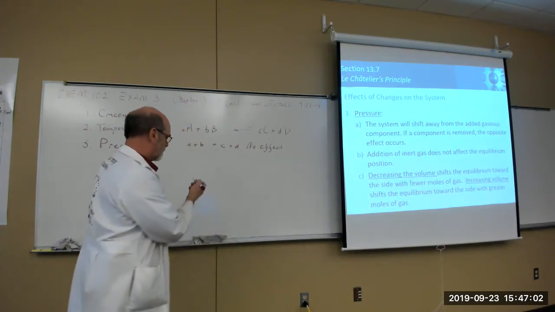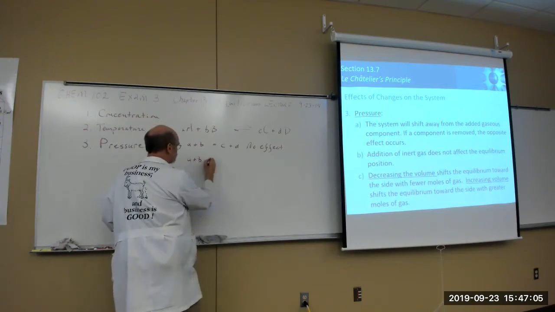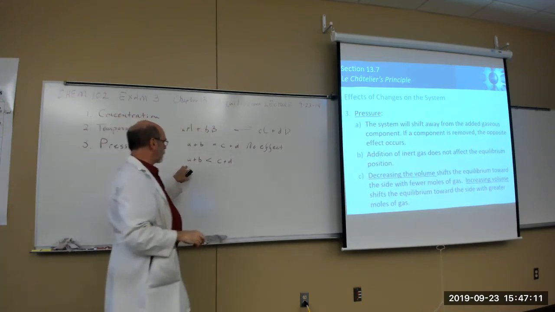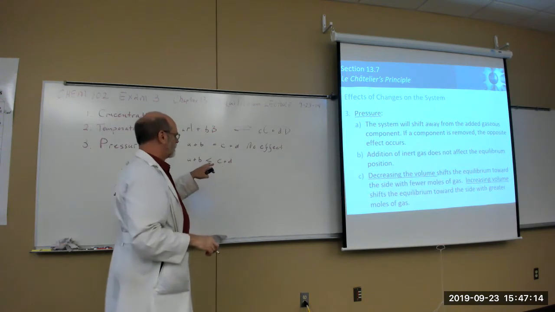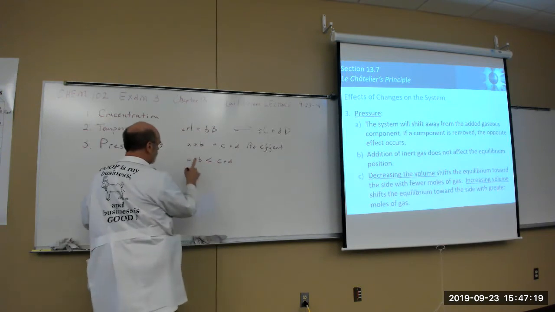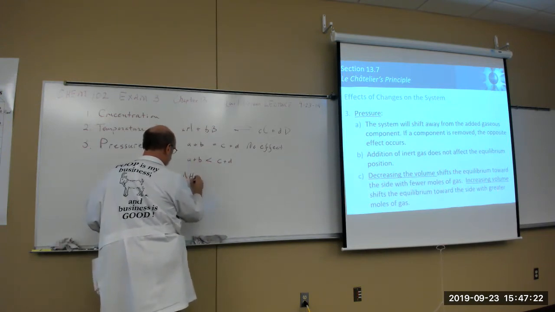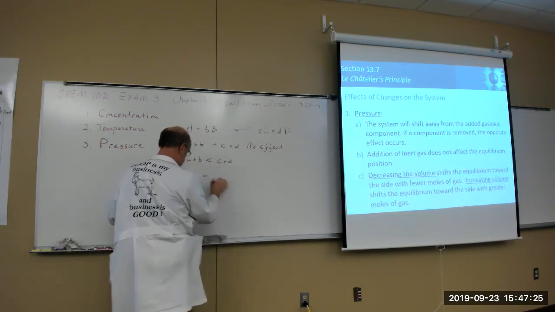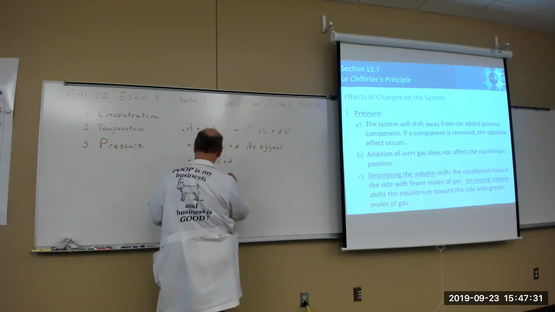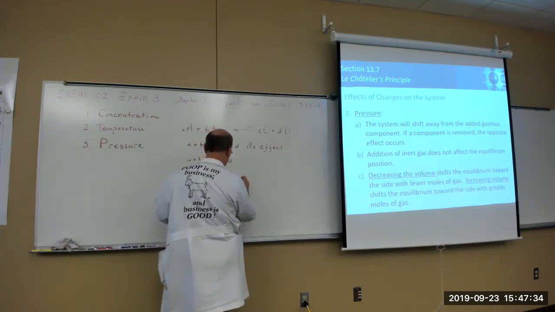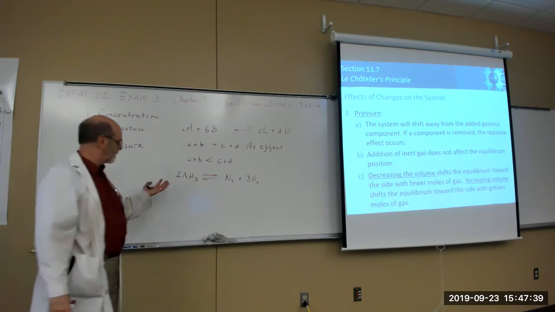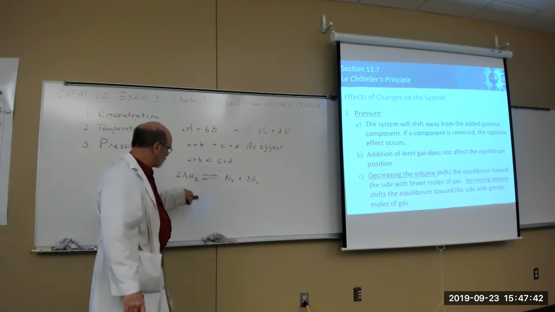But if A plus B is less than C plus D, if you have fewer moles before than after, let's use an example. Let's do this one. And you have N2 plus 3H2. There we go, for this real world example. In this case, you start off with 2 moles and you end up with 4.